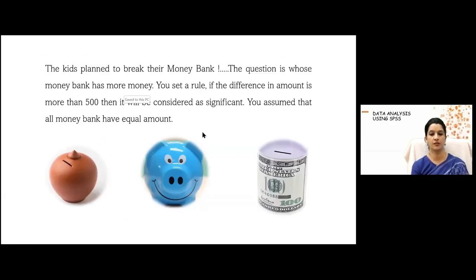Just to understand this post hoc analysis, let us see this example. The kids plan to break their money banks, right? There are three types of money banks here. The question is, whose money bank has more money? And you have set a rule that if the amount is more than 500, then it will be considered significant. And I have assumed that all the money banks have an equal amount.